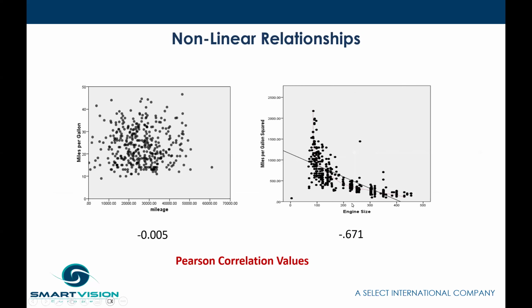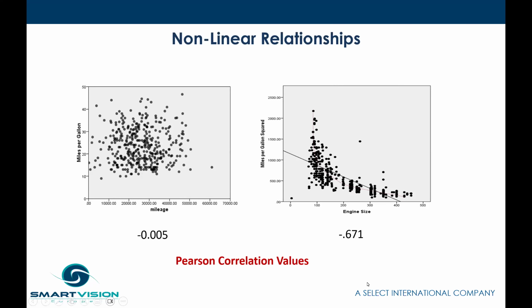We need to bear in mind, of course, that we'll often get relationships where there isn't really much of a relationship between the two factors. Here we have miles per gallon against mileage, which is just really the age of the car, and it looks like a random cluster of points. That correlation value is very weak. It's very close to 0. And as a result of that, we would probably say that there's no real linear relationship here between these two factors, and why should there be?